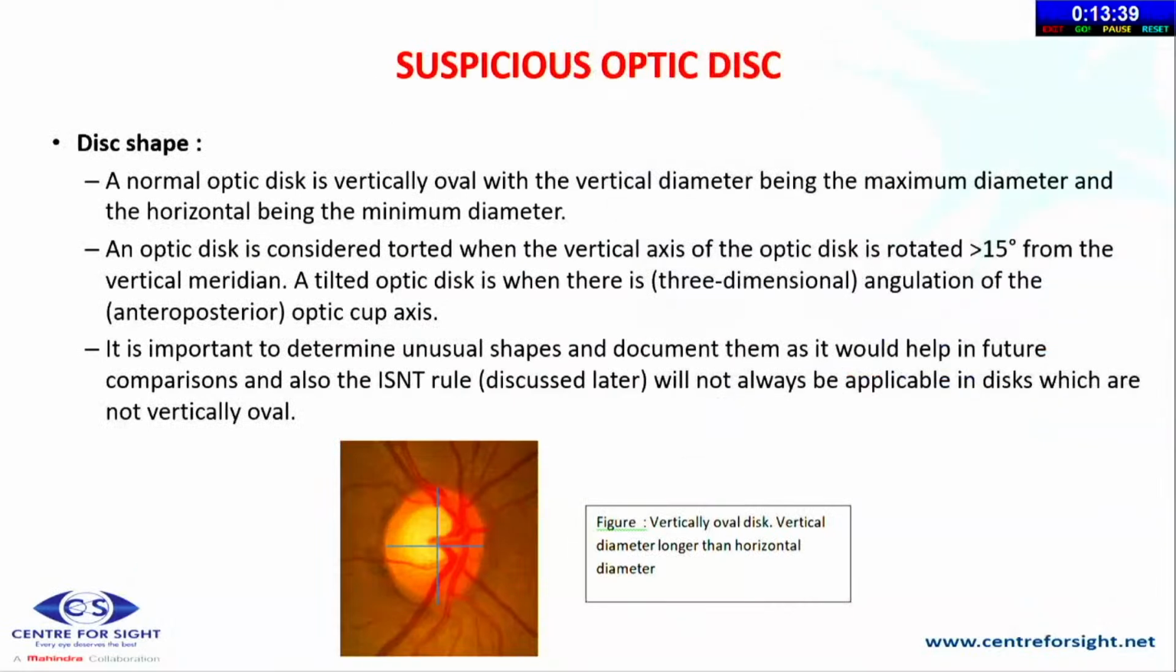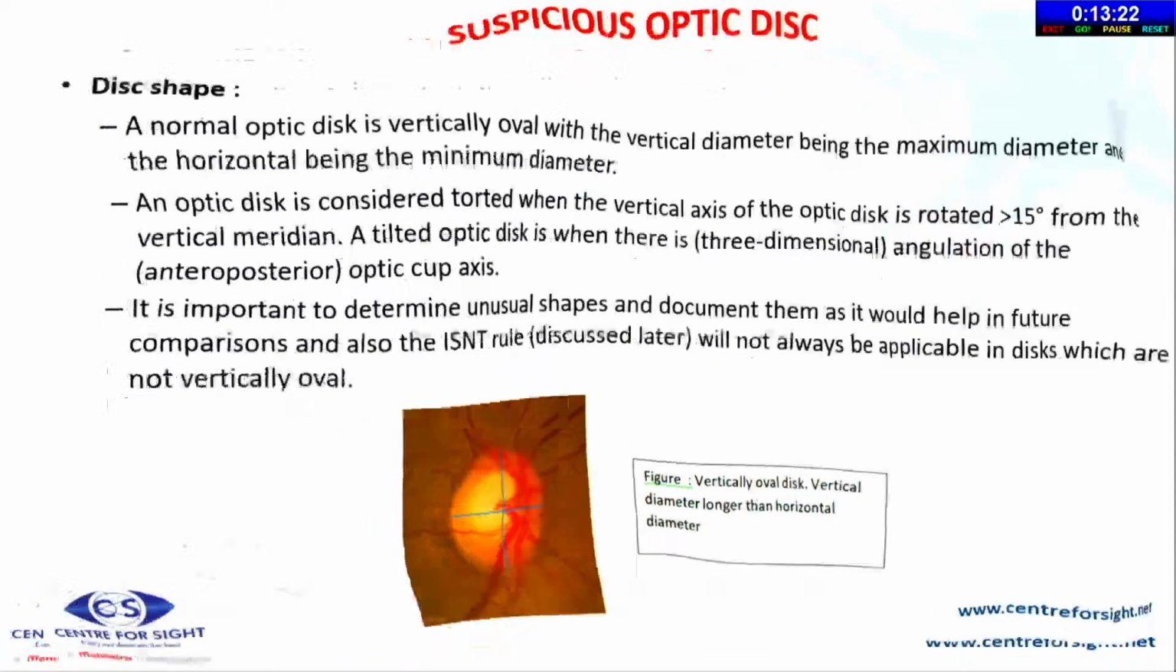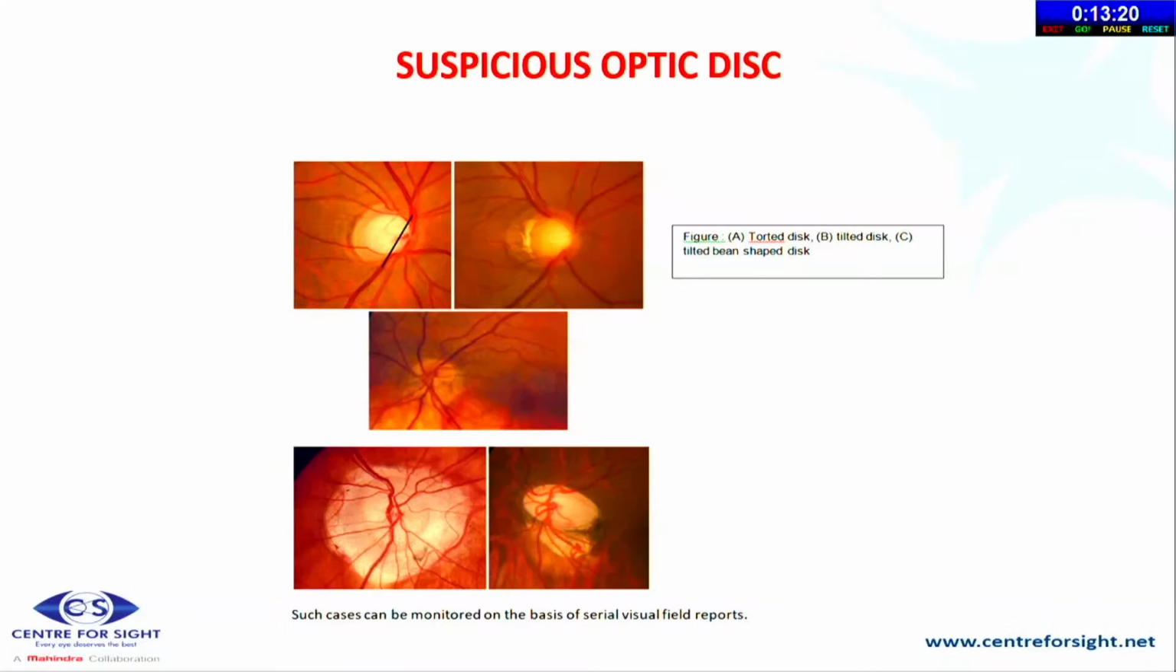Disc shape is important. A normal disc is a vertically oval disc; you can have a torted disc, where the disc is inclined from the vertical axis more than 15 degrees, and you have a tilted disc when the disc is tilted anterior-posteriorly, right? So these need to be evaluated.